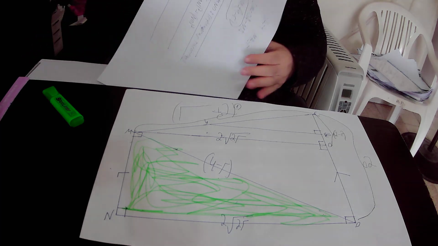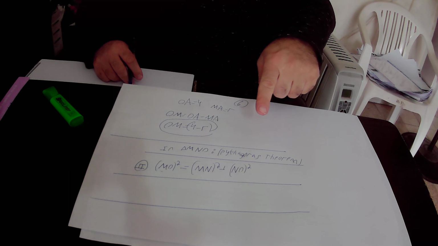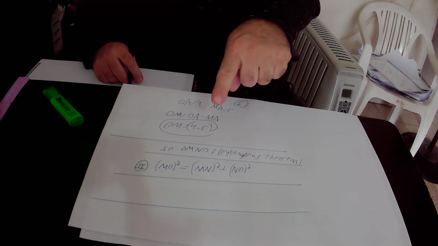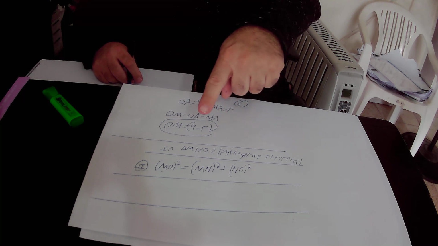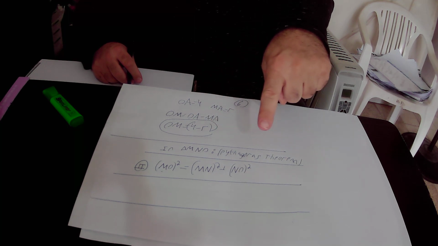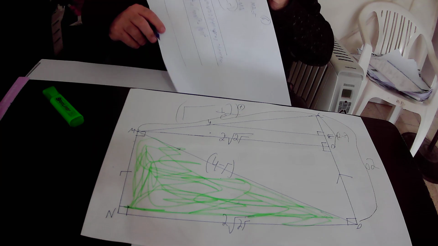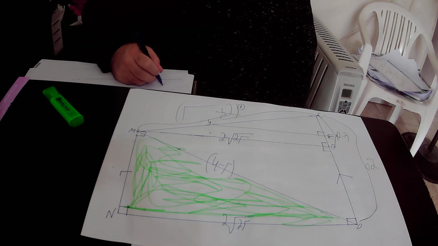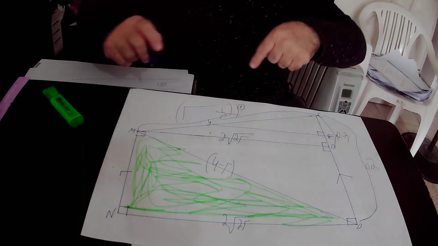I will repeat again, in the right triangle MNO, according to the Pythagoras theorem, the square of the hypotenuse equals the sum of the squares of the perpendiculars. So in the right triangle MNO, MO square equals MN square plus NO square. But what is the value of MO? As you can see, the value of MO is 4 minus R.